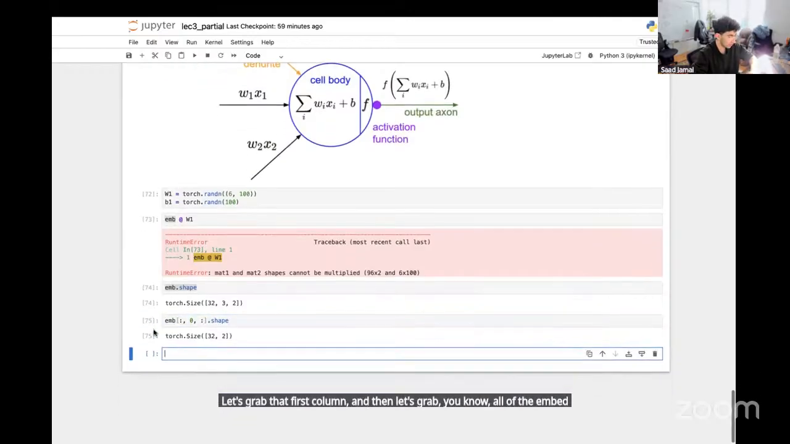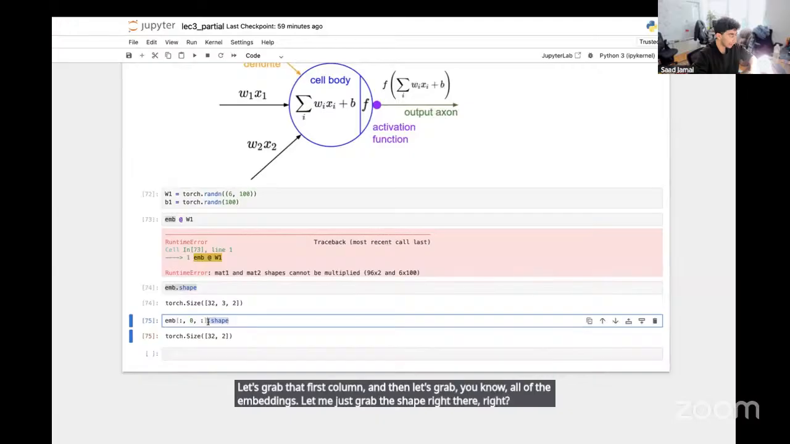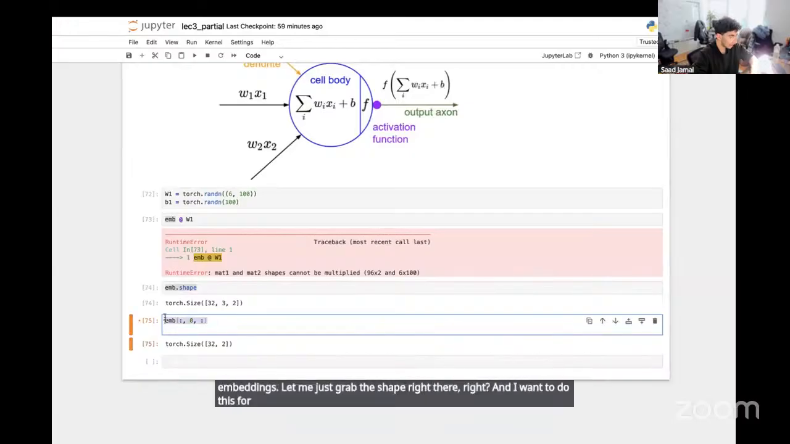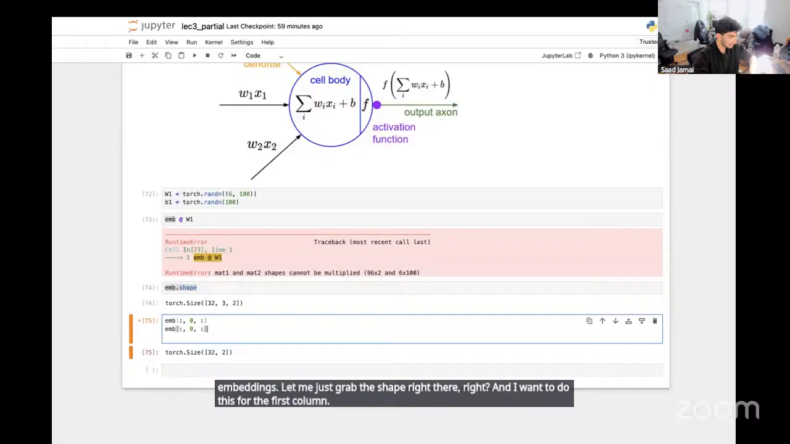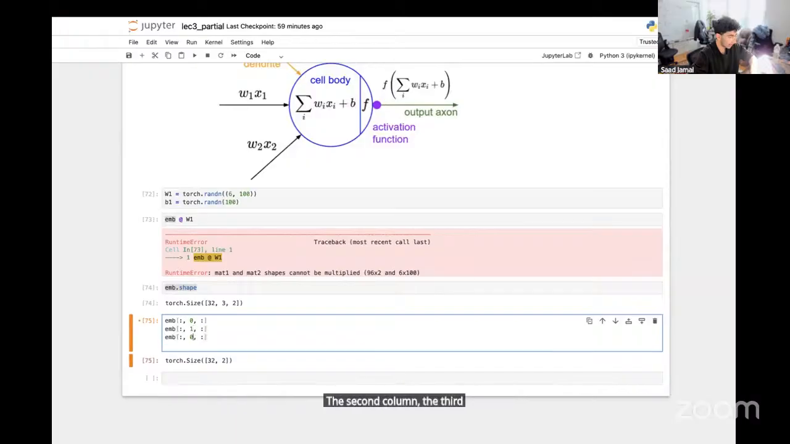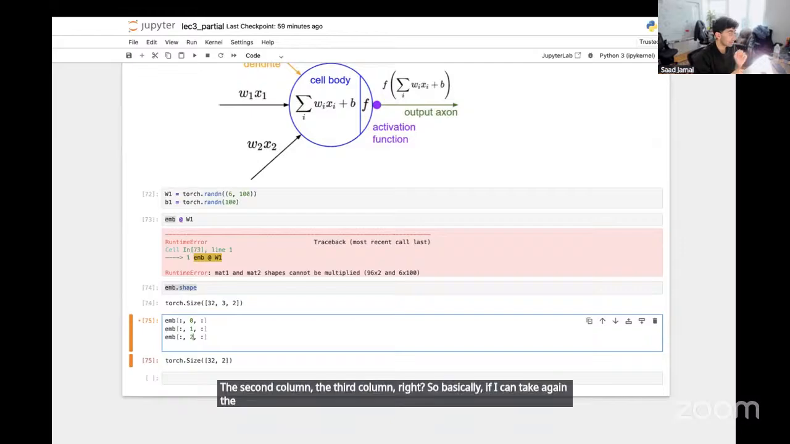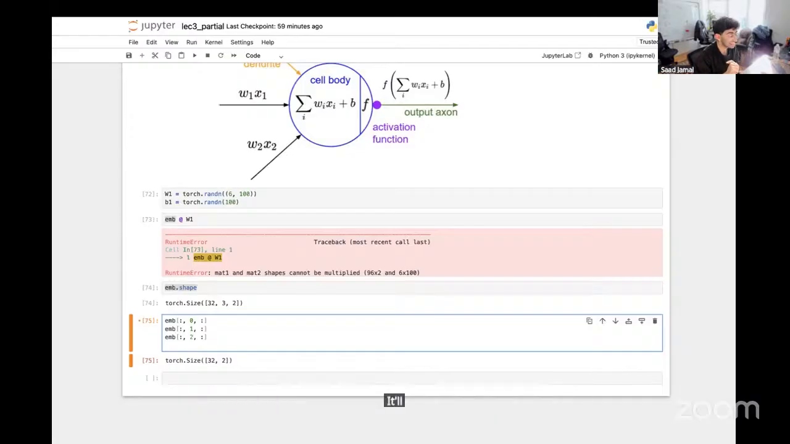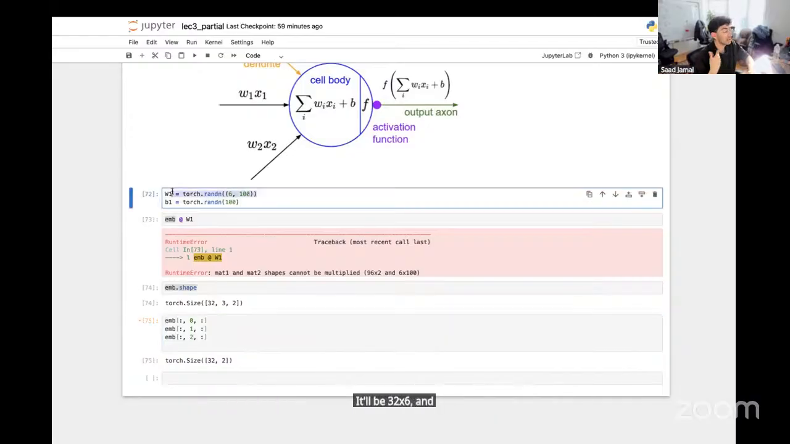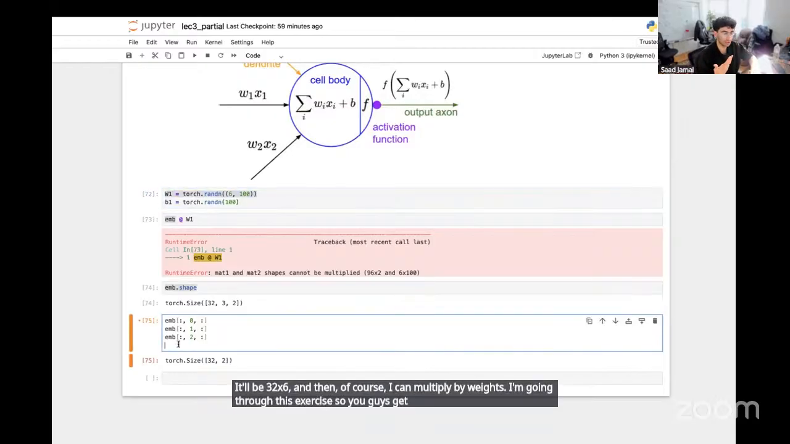Let me just grab the shape right there. I want to do this for the first column, the second column, the third column. The columns in this case represent my characters. If I can stack those horizontally, then I'll end up with a matrix that's not 32 by 3 by 2, it'll be 32 by 6. And then, of course, I can multiply by weights. I'm going through this exercise so you get more comfortable with PyTorch.